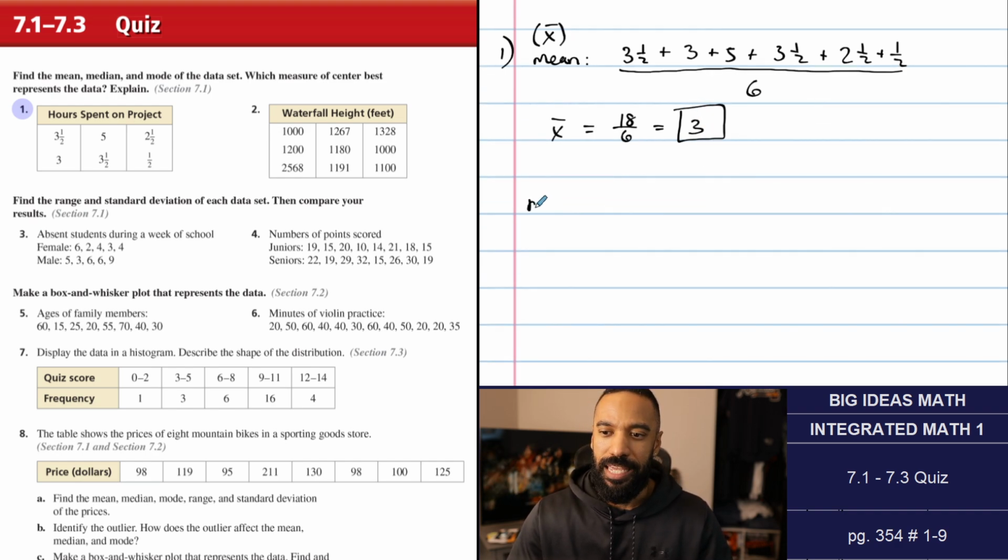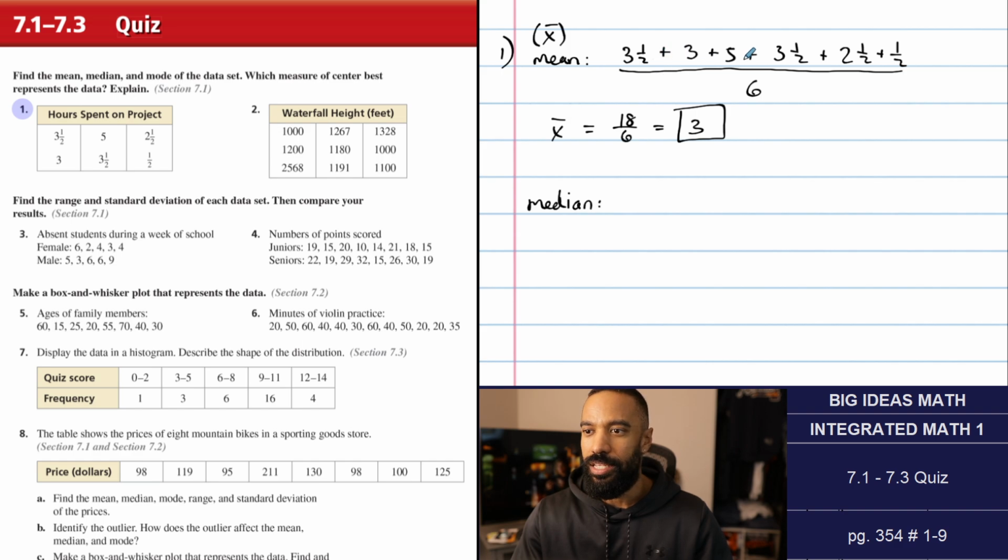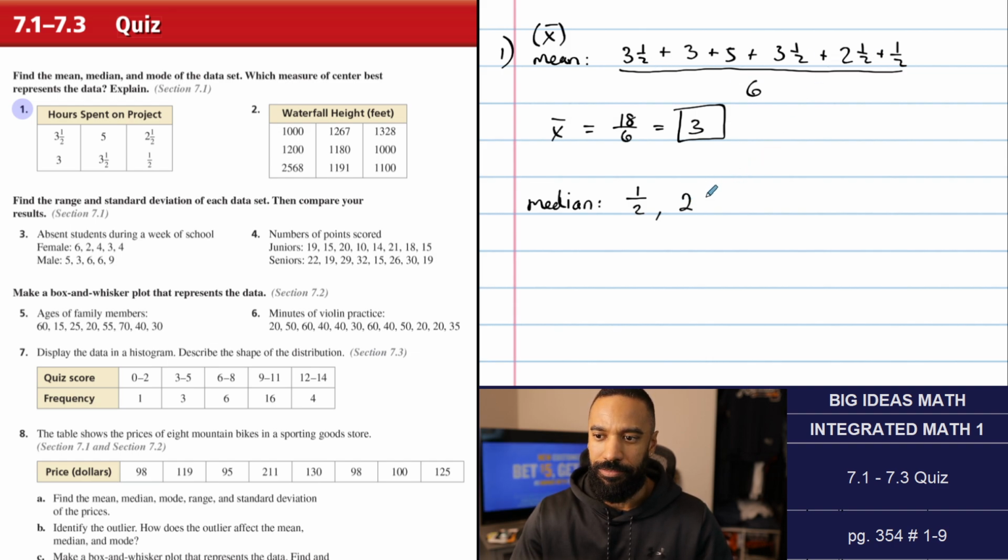Okay, the median. I don't know if there's a variable for it, and if there was before, I don't remember. I apologize. The median. Let's take these values and rank them in order first. We got 1/2 as the smallest value, and then 2.5, a 3, a couple of 3.5s, write them both, and then the 5.